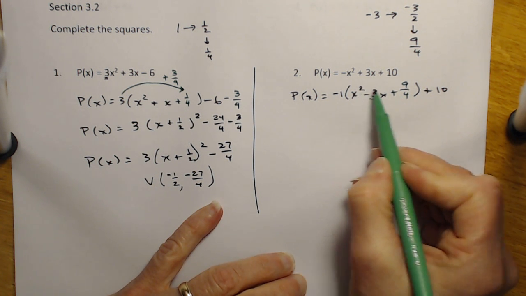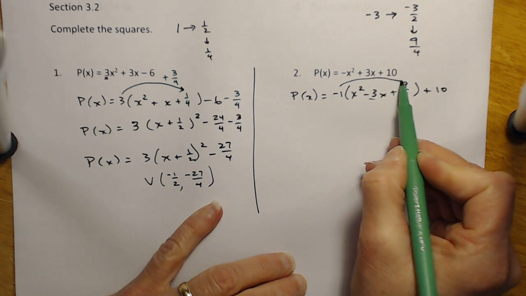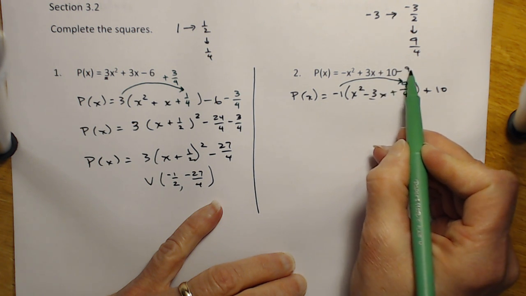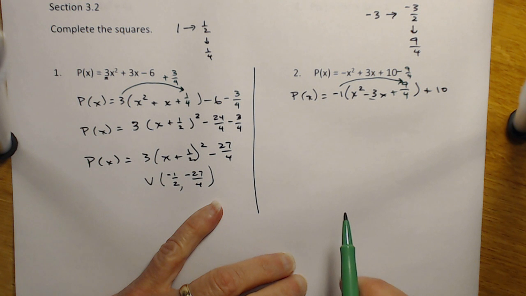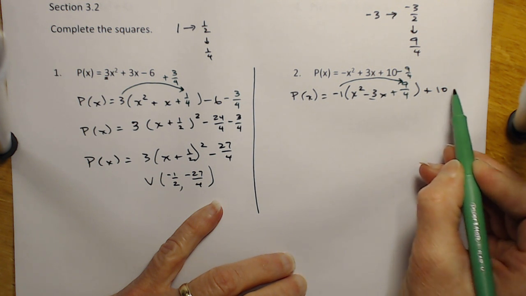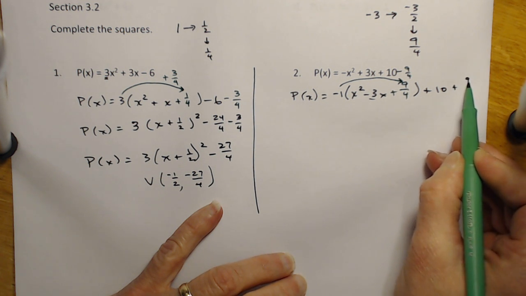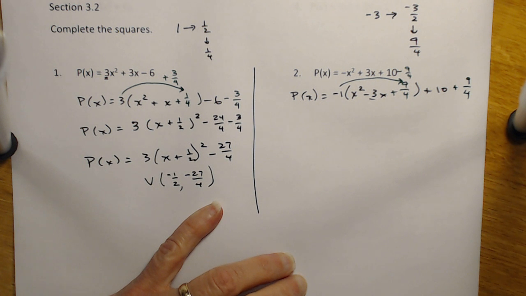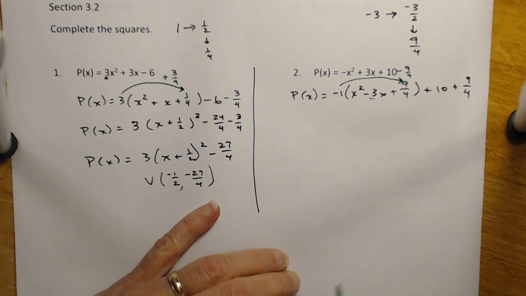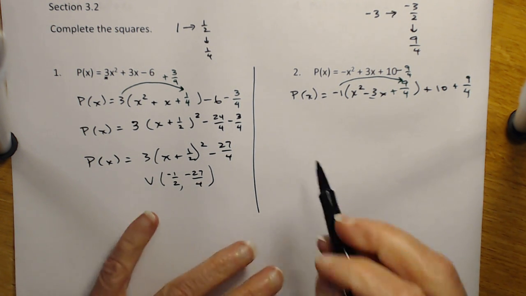Okay, but again, you wrote 9/4. It was sitting inside a parentheses being multiplied by negative 1. So you really put a minus 9/4 on this side. So you put a plus 9/4. That'll balance it out. Okay. So now you've completed the square.